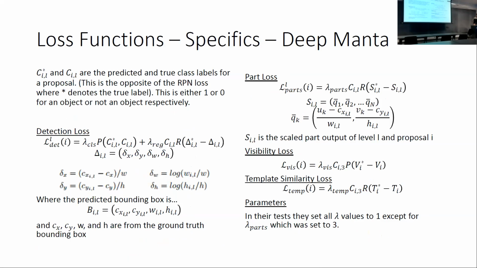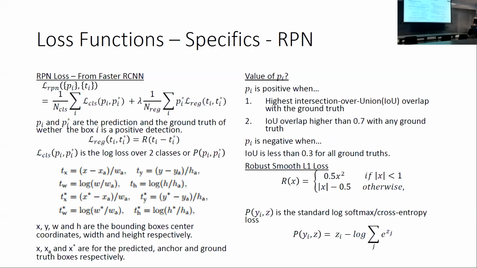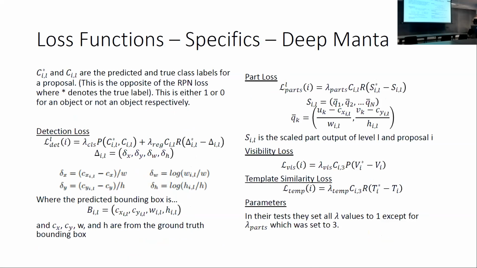And then the loss function specific to DeepMANTA. One of the fun parts about this is if you look at the bottom here, x, x_a, and x star are predicted, anchor, and ground truth. When they go over here, they swap it. Stars are predicted, the other one is not. So I don't know why they did that. They just felt like it.